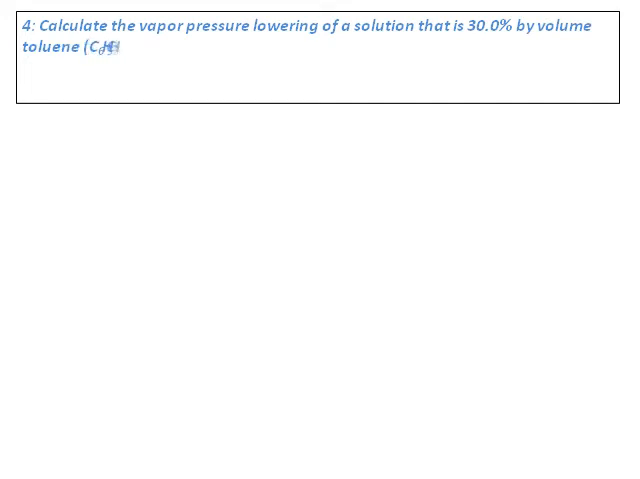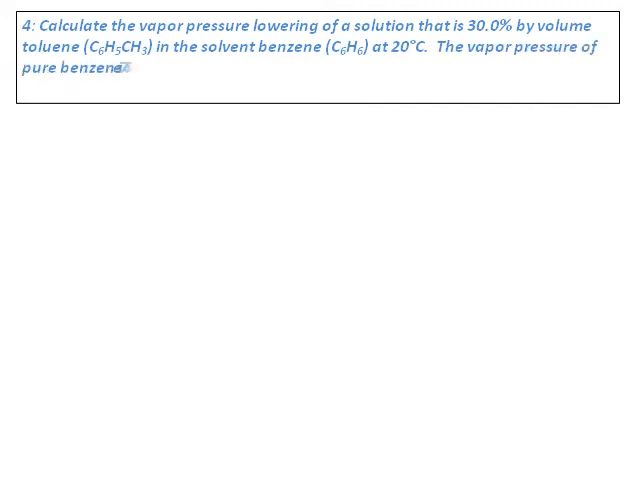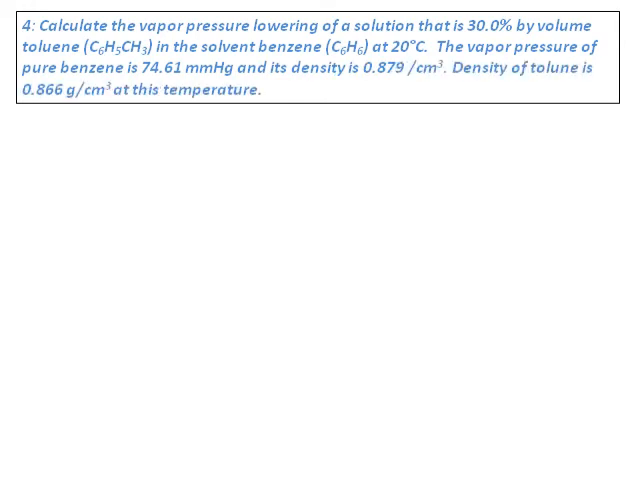So we will do one more question. Calculate the vapor pressure lowering of a solution that is 30% by volume toluene in the solvent benzene at 20 degrees Celsius. The vapor pressure of pure benzene is 74.61 millimeter Hg and the density is given as 0.879. Density of toluene is also given. So this is a question where they have asked you for the vapor pressure depression.